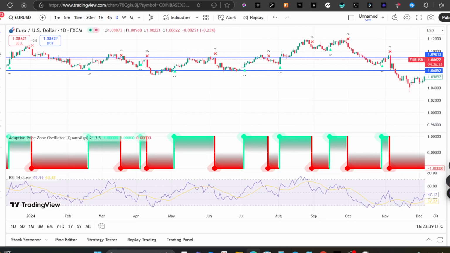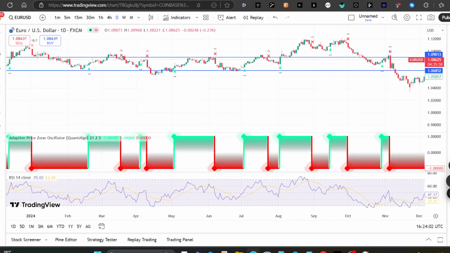And then it also gives context to other indicators. Many traders use multiple indicators to confirm their analysis. The price zone oscillator adds another layer of confirmation, helping you avoid false signals and increase the likelihood of a successful trade.